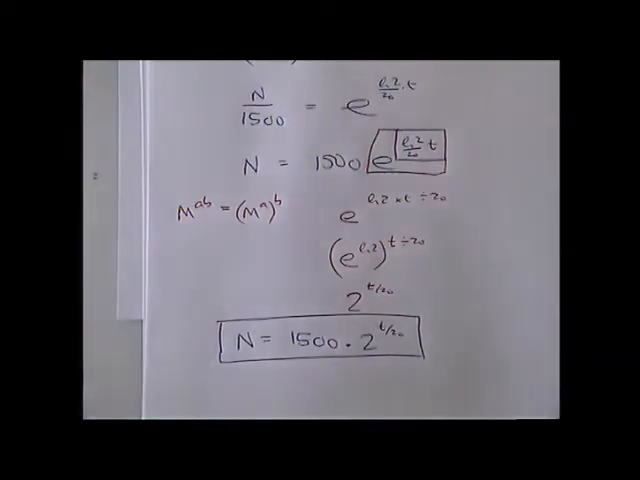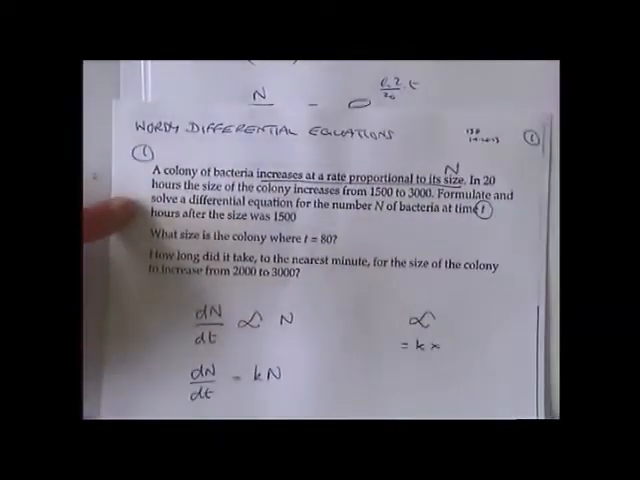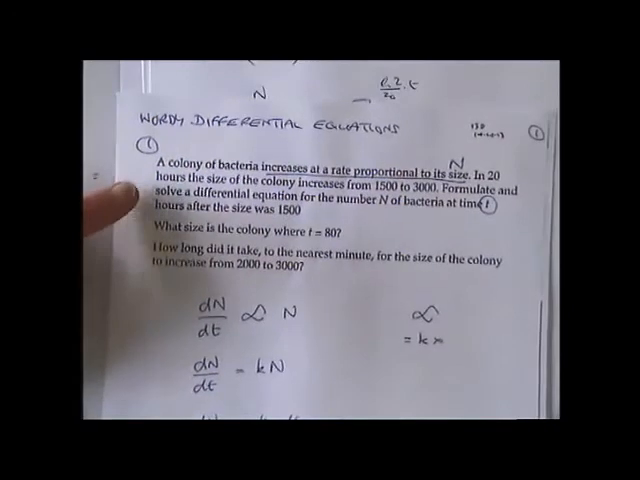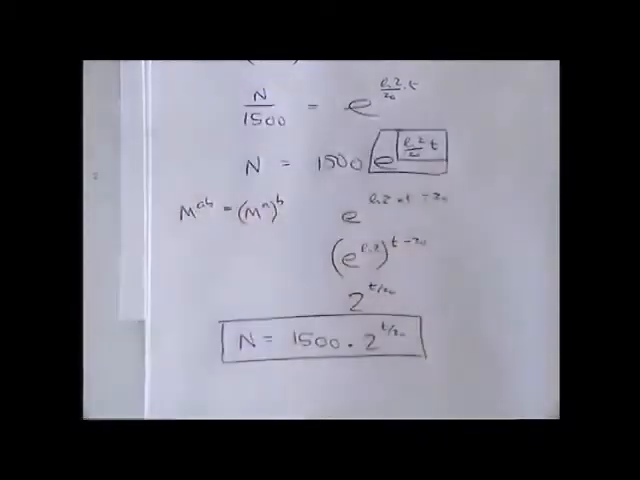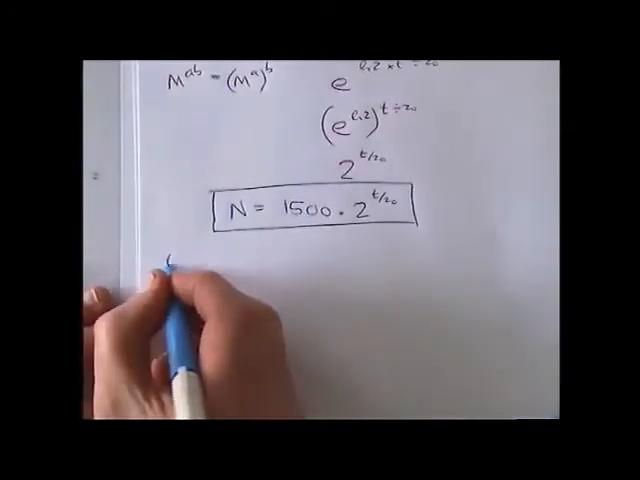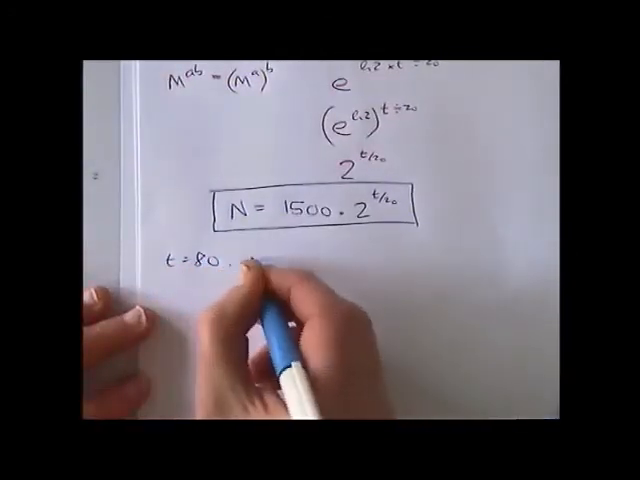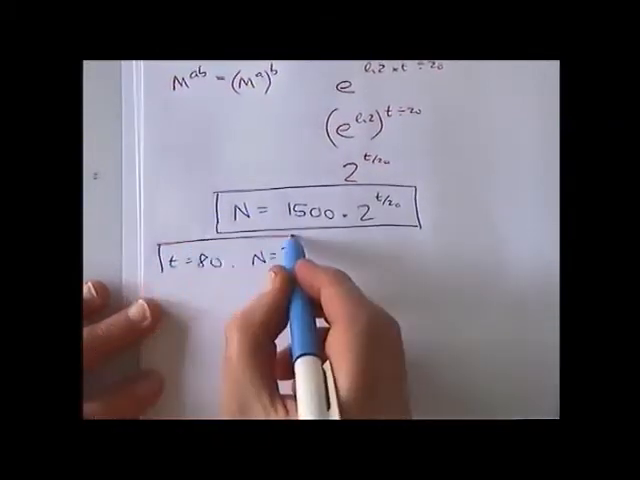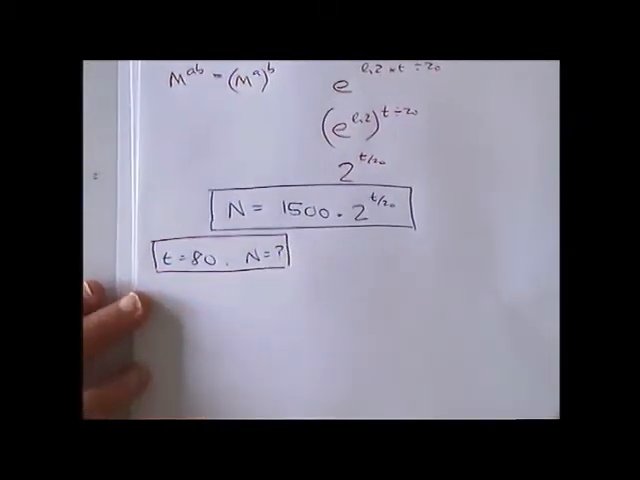So let's go back to the question. We really have finished the first paragraph now. We have solved the differential equation. We've got it written down as n equals, we've removed some logs and e's and things. What is the size of the colony where t equals 80? So what is the size when t equals 80? t equals 80, n equals what? That's what they're asking us now. So what do we do?